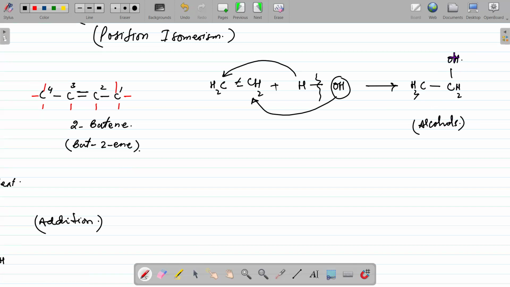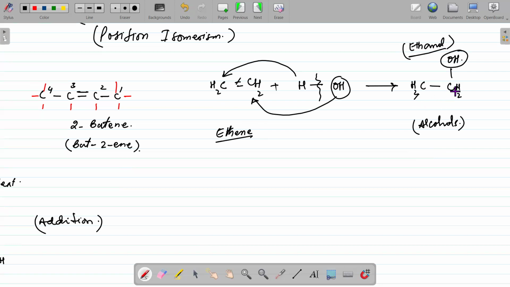So why are we calling them alcohols? Because these are the compounds which have an OH group in them. That is the functional group of alcohols. And the name of this example is ethanol. We will discuss alcohols in our next classes. So ethene, when it reacts with water, gives ethanol. And you can see ethanol is a very useful compound.